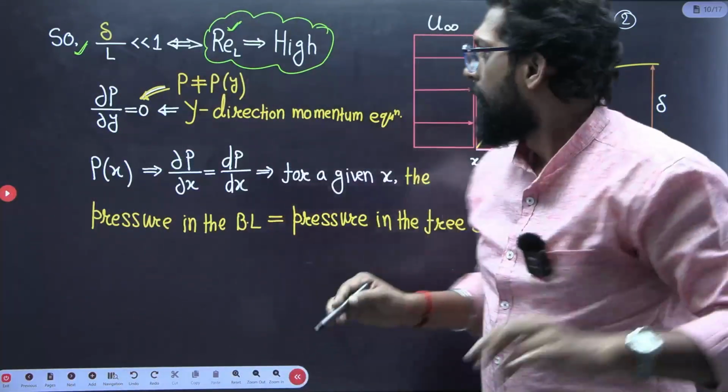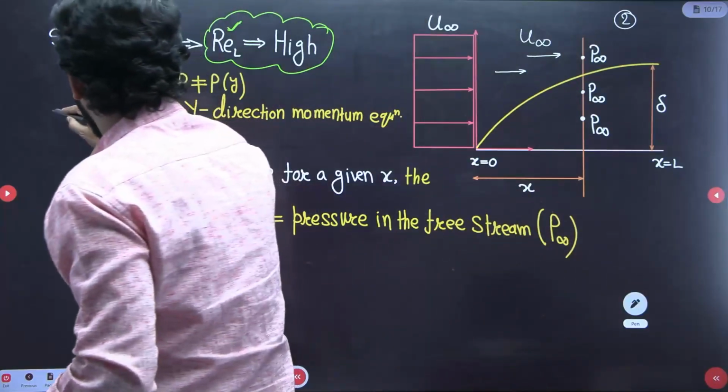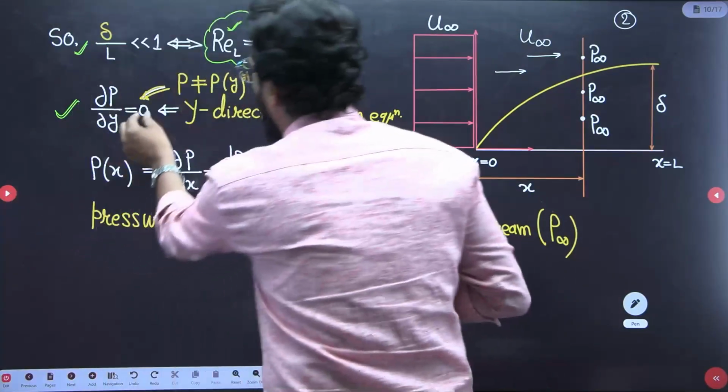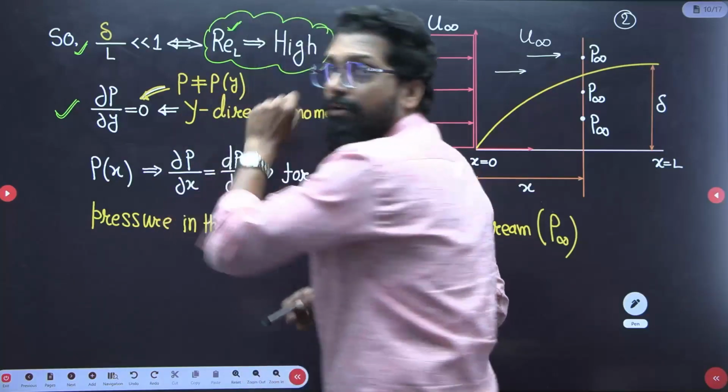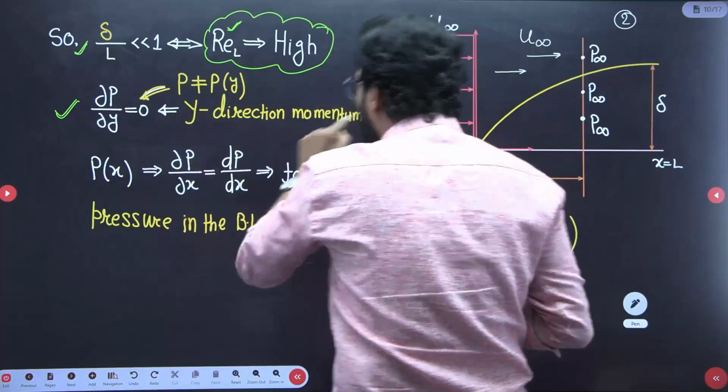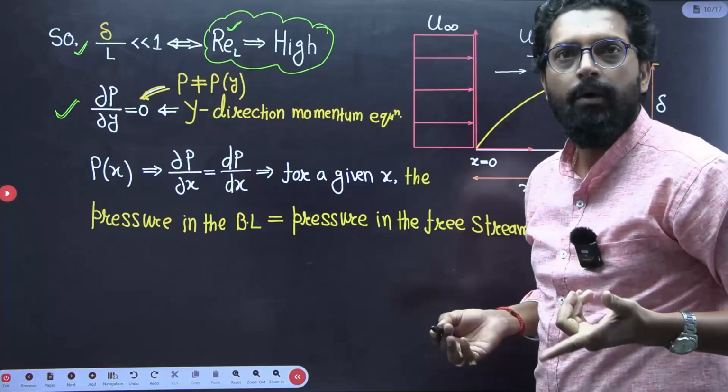Now we see that dou P over dou Y is equal to 0. That means pressure is not a function of Y. This is the Y direction momentum equation. Why?